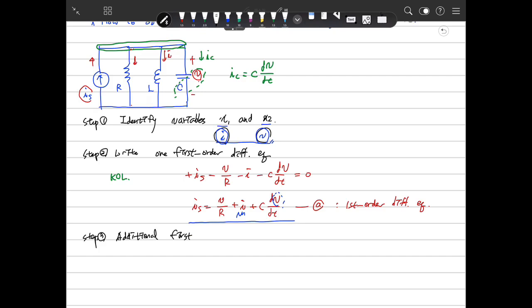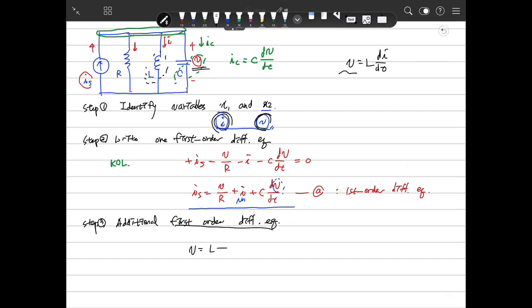First order differential equation. Generally, the first order differential equation can be written by describing the two variables I and V here. So you know the characteristic of L, what is that? V is L dI/dt. Then that variable is the same as that variable. So we know that V will be L dI/dt here. This is another equation, B here.